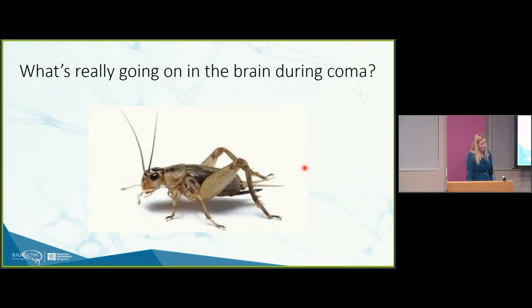So, what is really going on in the brain during coma? I put up a little image of a cricket here because for a long time we didn't know. It was kind of like the silence, and then all you can hear is the crickets. But we actually know quite a bit now about coma.